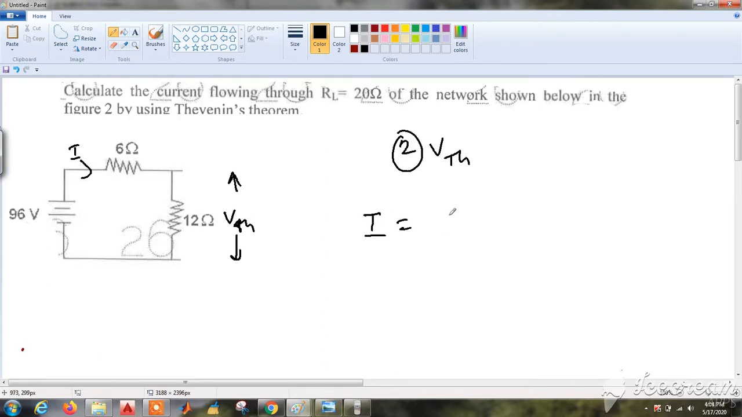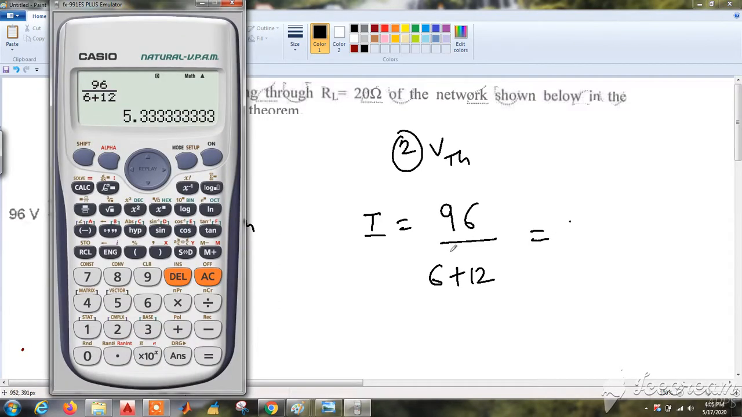So V is 96 volts divided by R. Here 6 and 12 ohms are in series, so 6 plus 12, R1 plus R2. So this is giving 5.33 amperes.